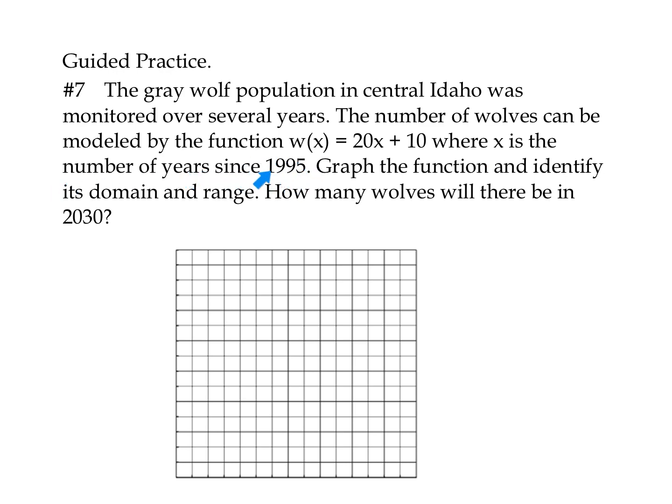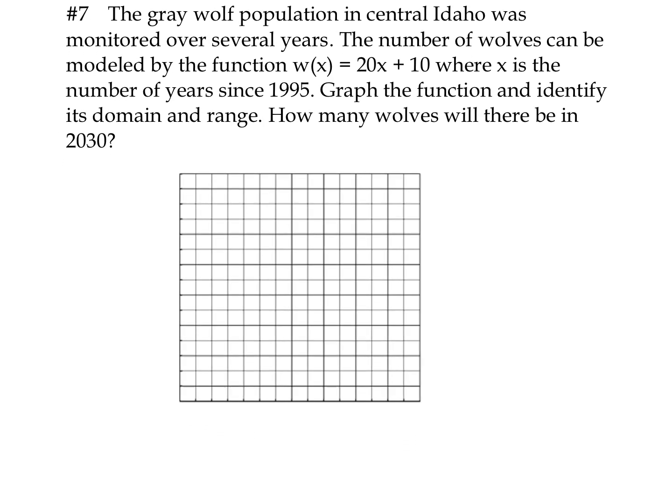You're almost never going to plug an actual year into a function. So we're not going to plug like 1996 in here for x. We'd put a 1 in if it was 1996 because that's 1 year since 1995. So let's graph this, and then we're going to identify domain and range and figure out how many wolves there will be in 2030. All right, so first let's label our graph.